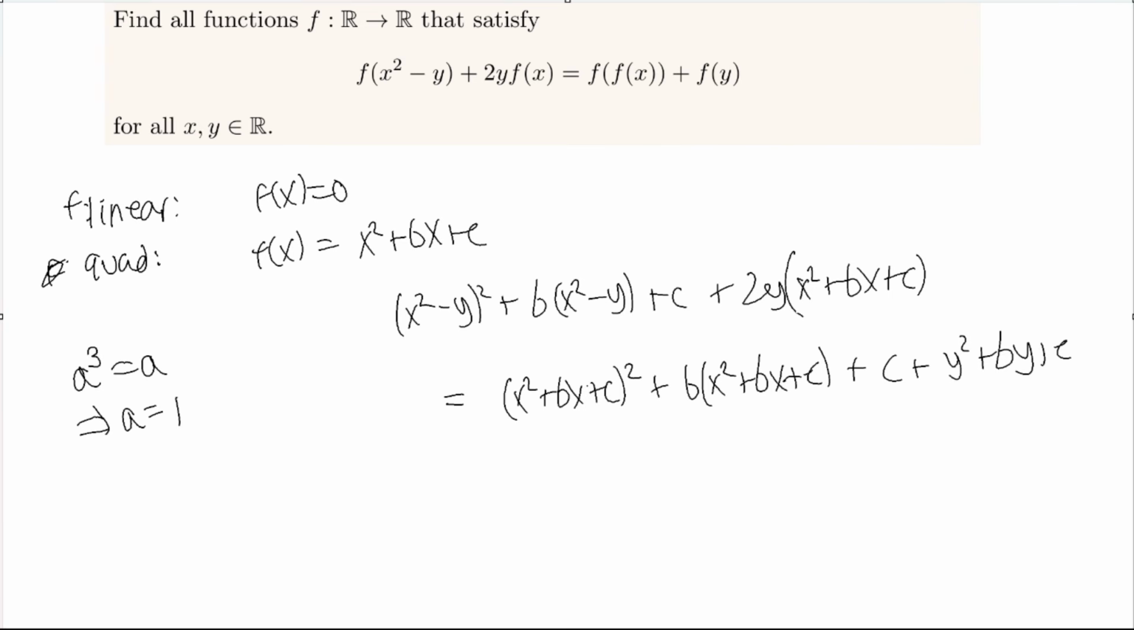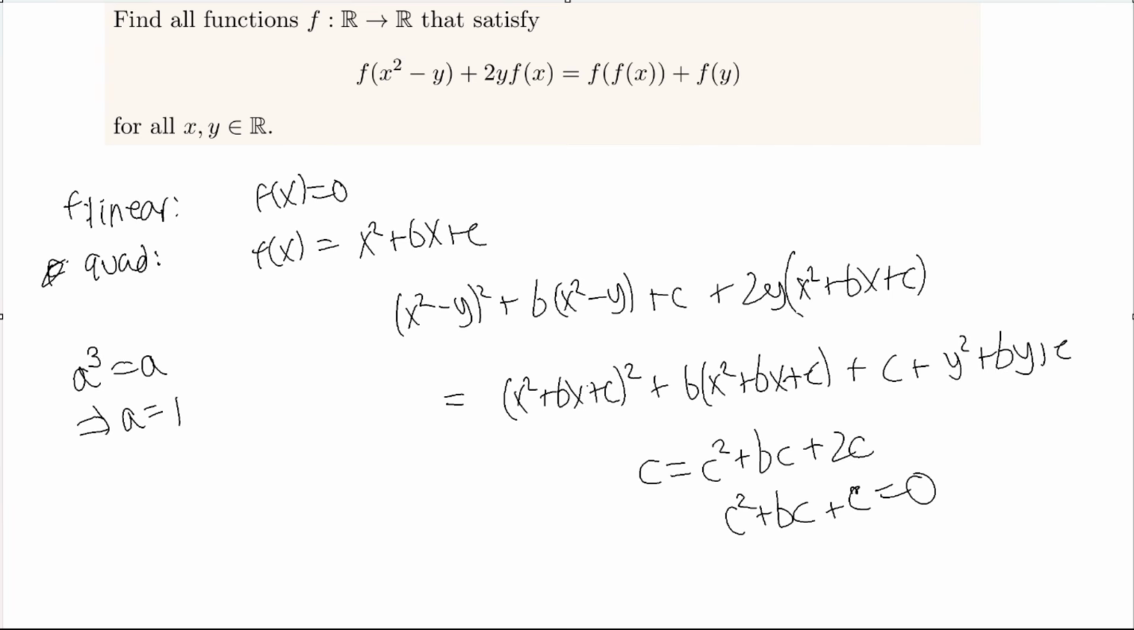And once again, we can try comparing the constant coefficients and keep comparing different coefficients until we get something useful. So when we compare the constant coefficients, we get c is equal to c squared, plus bc, plus 2c. So c squared plus bc plus c is equal to 0. This is already pretty useful information because given c, we can determine the value of b, hopefully.